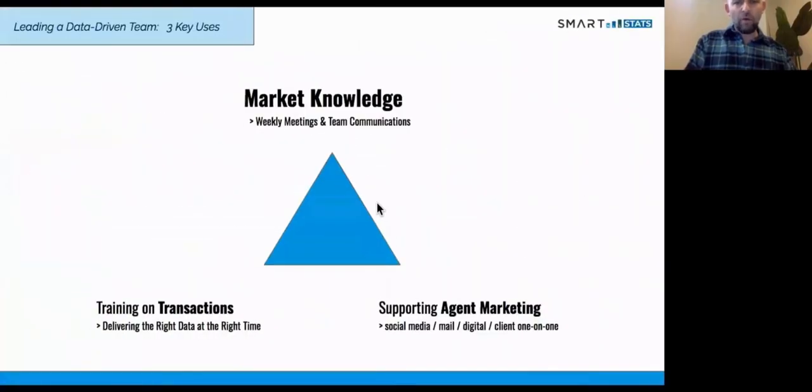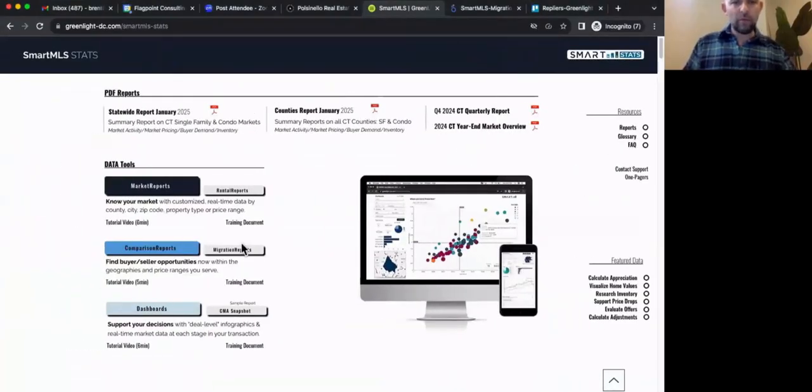Last thing before we head out is I did want to mention the migration reports. And we'll talk about some of the training things real quick for a minute or two as well. Migration reports is something that's really popular.